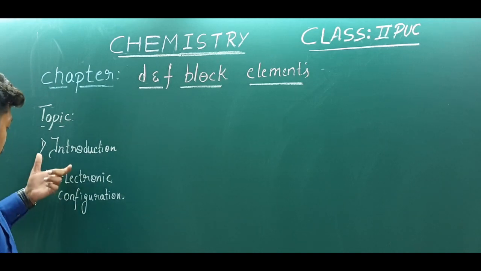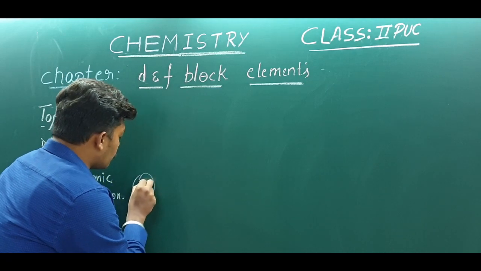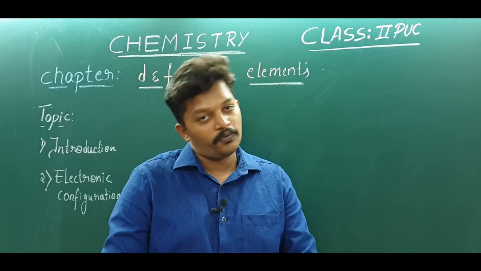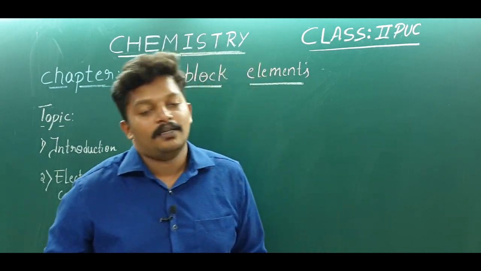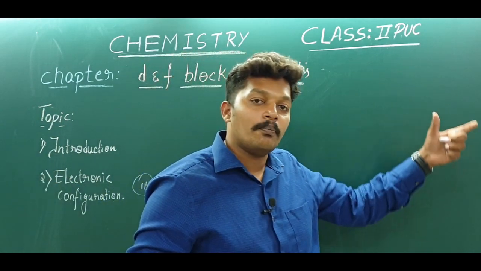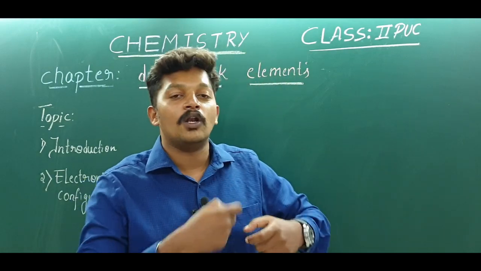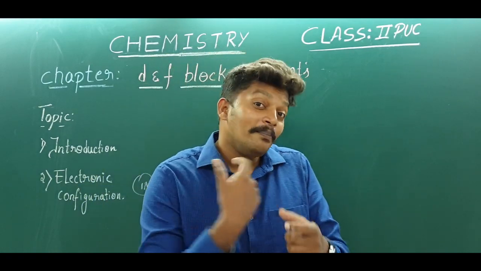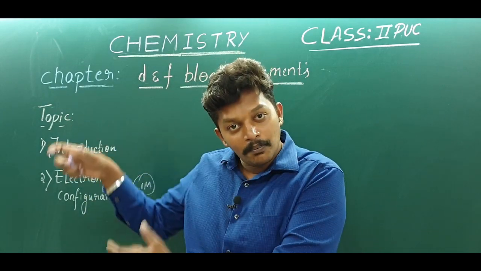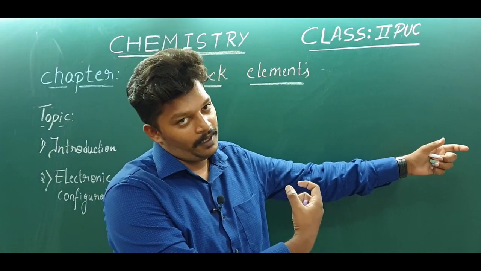Then I am going to tell you about electronic configuration, where you can expect questions for 1 mark in your examination. As you know, in the periodic table, on the left side we have S block, on the right side we have P block. On the left side usually they are metals, on the right side they are non-metals. In between we have D and F block elements.